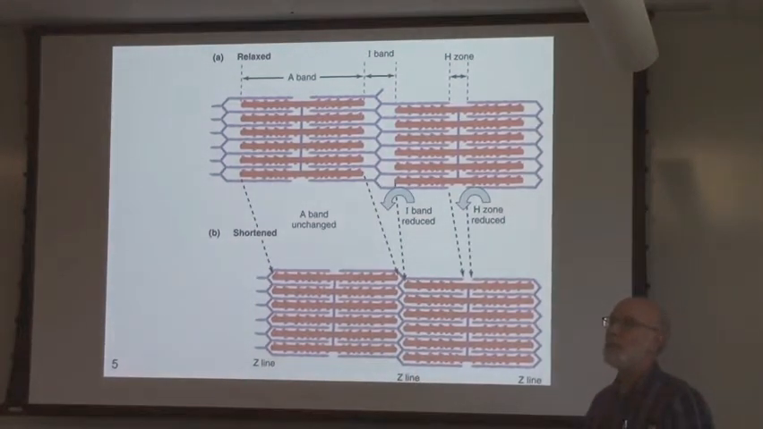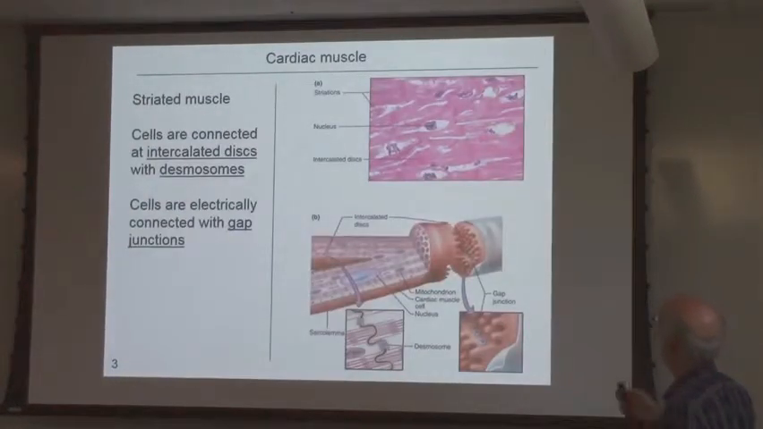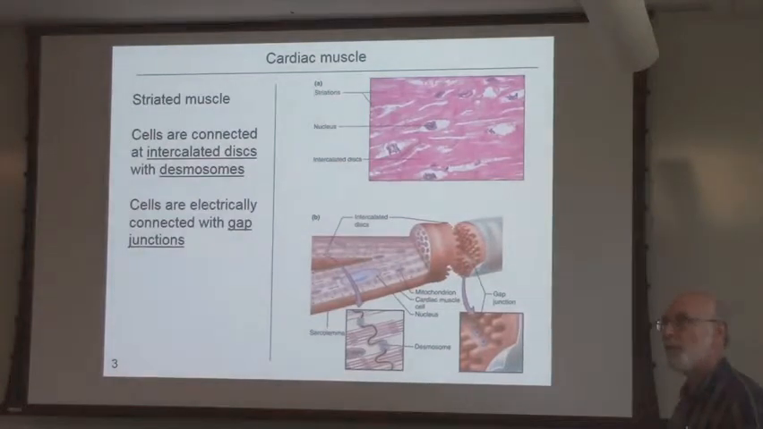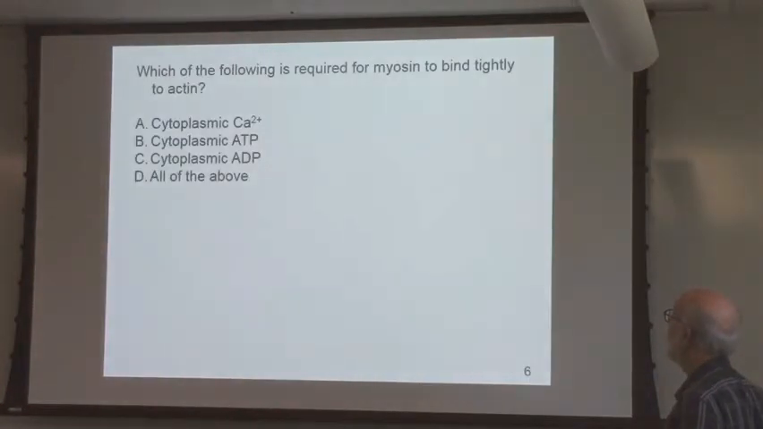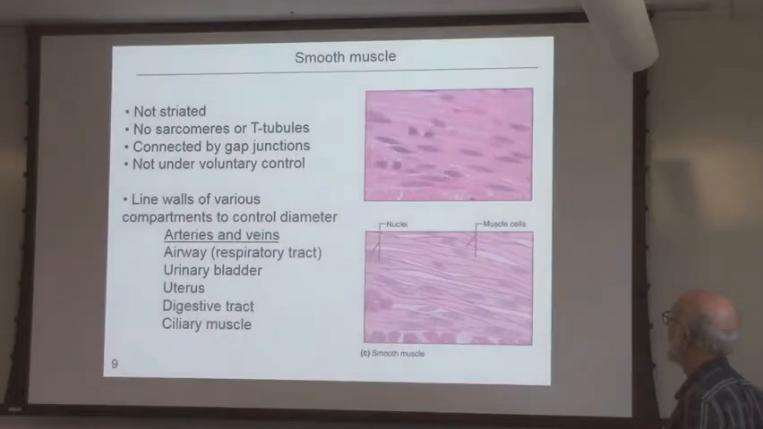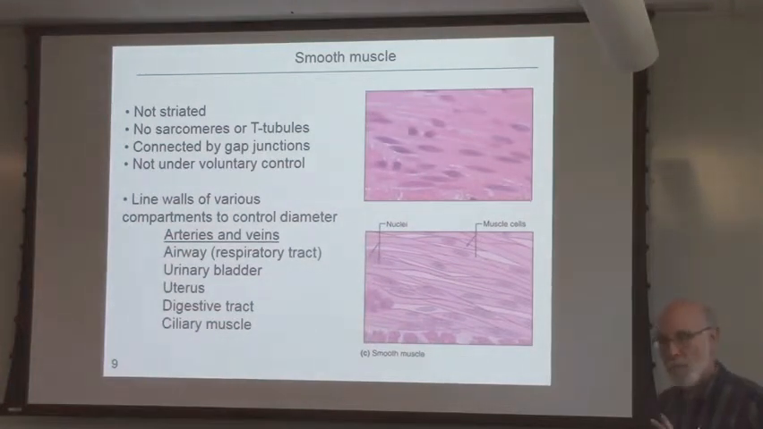Striated just means striped. So cardiac muscle looks striped because it has well-defined sarcomeres. And so they call it striated muscle. Skeletal muscle and cardiac muscle are striated. Smooth muscle is not striated. It doesn't have sarcomeres, it doesn't have T-tubules. Most of it is not under your voluntary control.